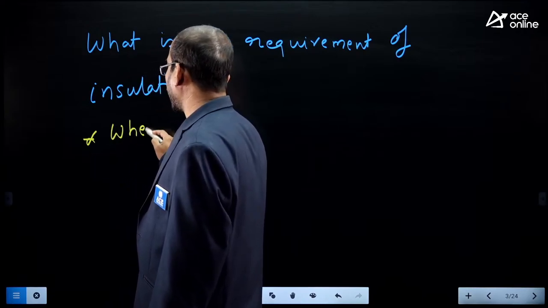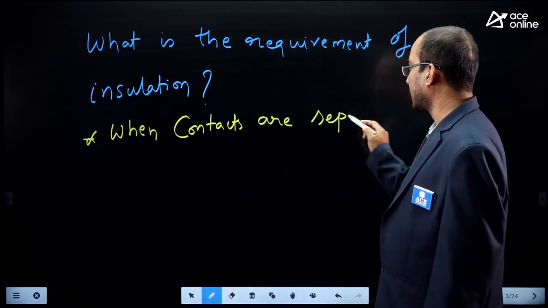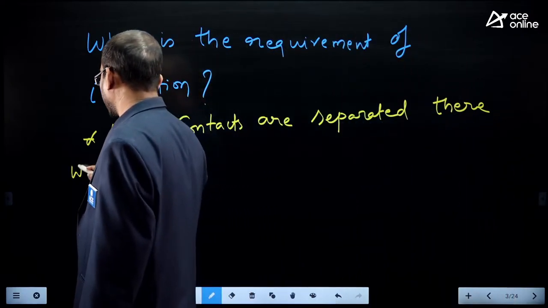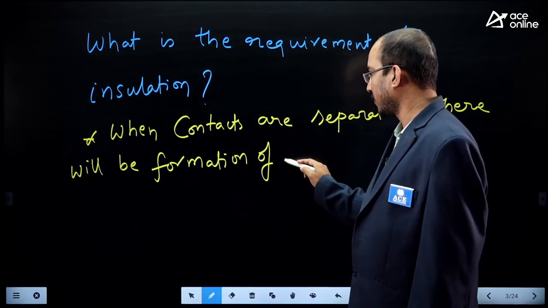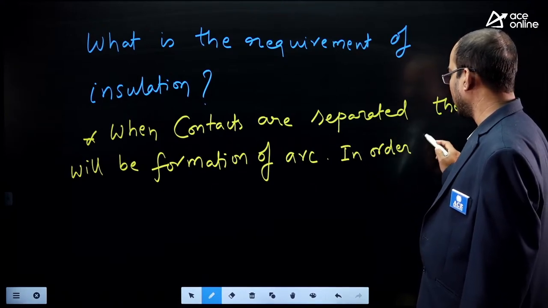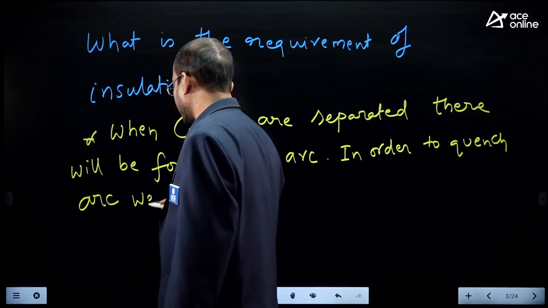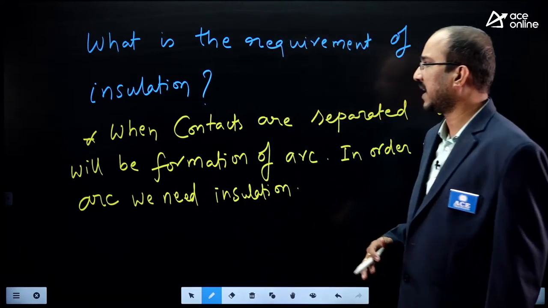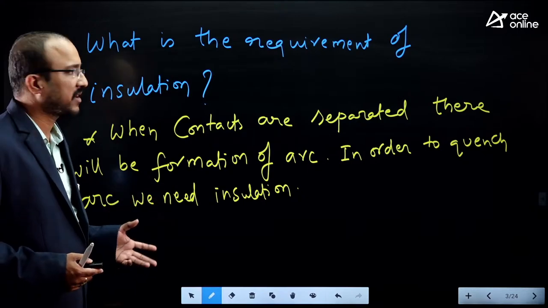When contacts are separated, there will be formation of an arc. In order to quench the arc, we need insulation. So, insulation is required in order to quench the arc. When the contacts are separated, there will be formation of an arc, and in order to quench it, we need what?